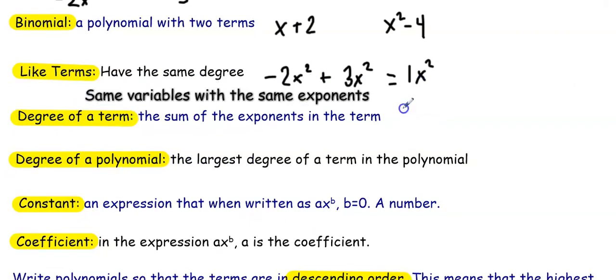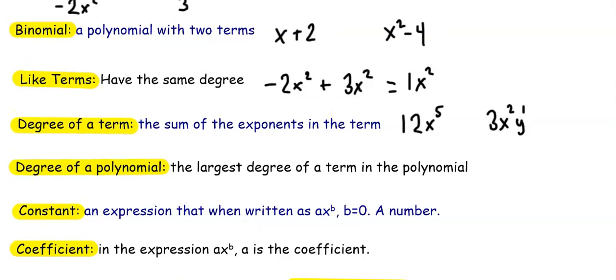The degree of the term is the sum of the exponents in the term. So if my term is 12x to the 5th power, my degree is 5. If my term had 3x squared y, the degree would be 3 because I do 2 plus 1. The degree of a polynomial is the largest degree of a term within the polynomial.